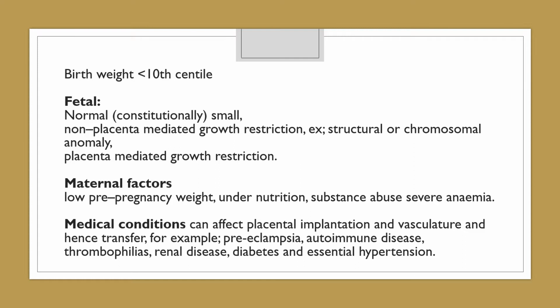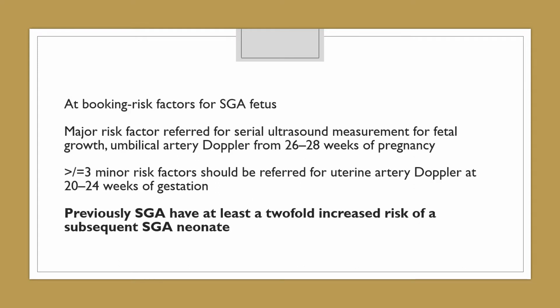There can be medical conditions that can affect the placental implantation and vasculature, which then affect the transfer of nutrients from the placenta to the baby in conditions like preeclampsia, autoimmune disease, thrombophilias, renal disease, diabetes, and essential hypertension. So at booking, risk factors for SGA fetuses should be identified so the right pathway can be instilled for these mothers to help these babies.